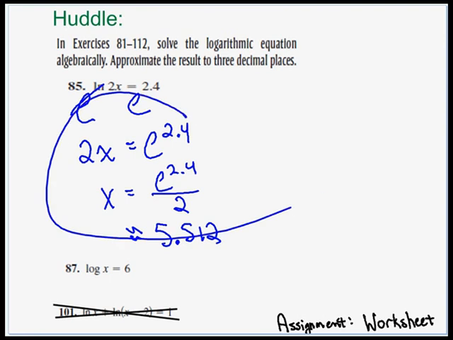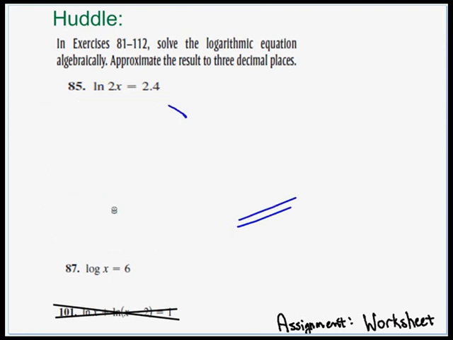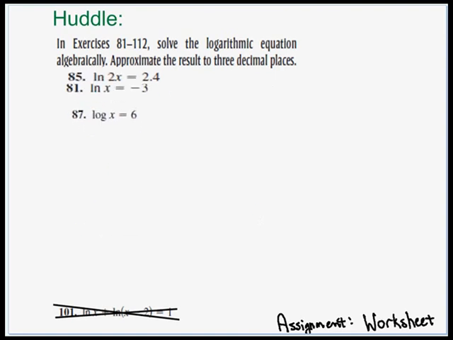All right, number 87. Oh, supposed to be an eraser. There we go. The log of x equals 6. Remember, if it's just log and you don't see a base, there's an implied base 10 there. So we are going to exponentiate each side to a base of 10. So the 10 to the log base 10 is going to cancel, and we're just left with x equals 10 to the 6th power, which is a 1 with 6 zeros after it, or a nice cool million. There we go. Again, the assignment for tonight is just a worksheet. Make sure you get that from me.